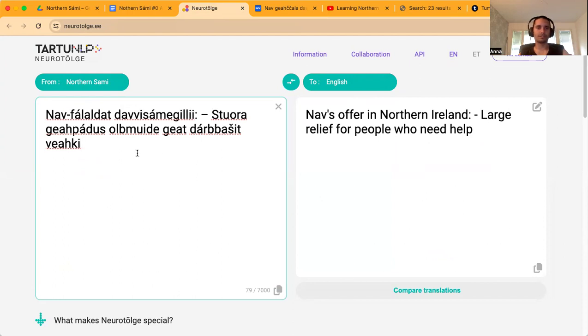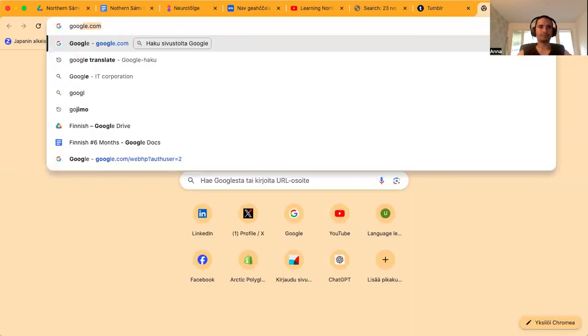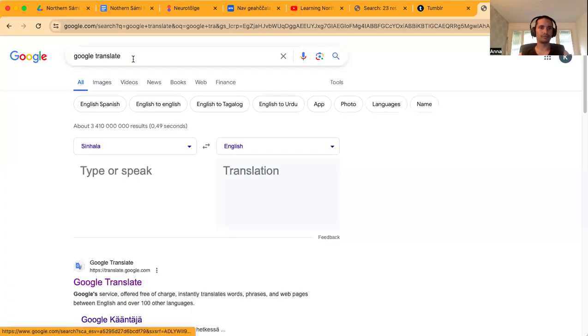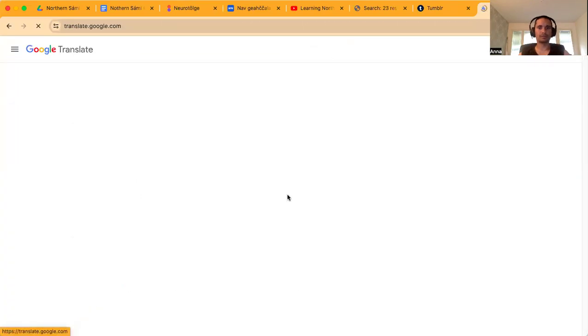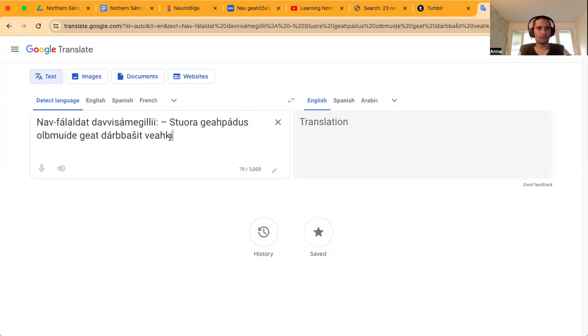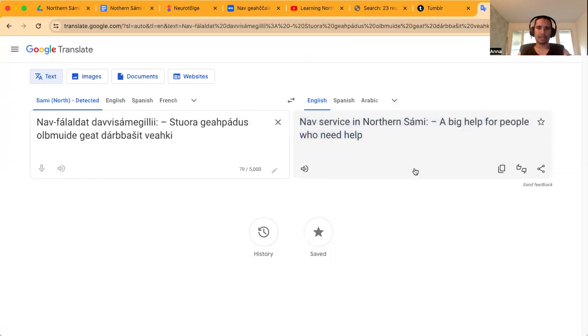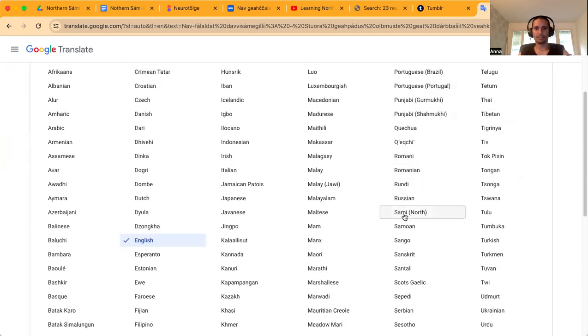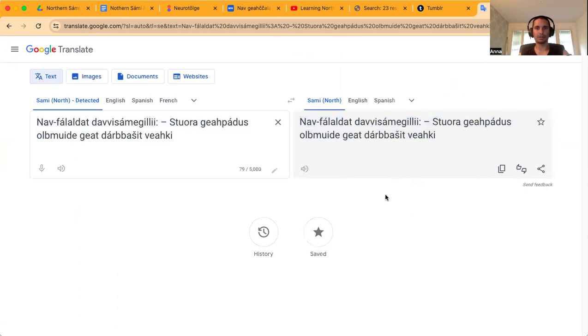And then I just go through the content with the translator. But now, a few days ago, Google Translate added Northern Sámi. So it's here, Sámi, no. So these are really good.